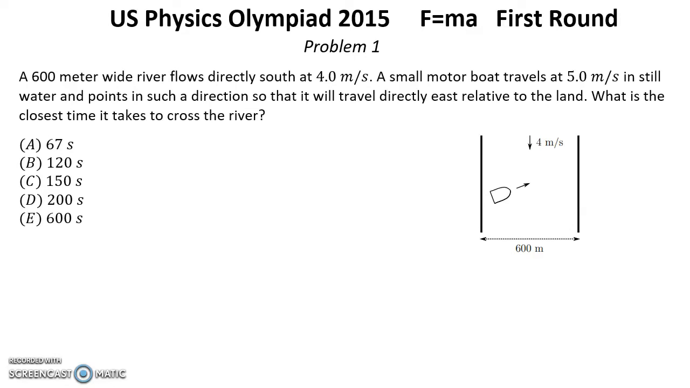US Physics Olympiad, year 2015, F equal MA. First round. This round consists of 25 problems. It was given 75 minutes for these problems.